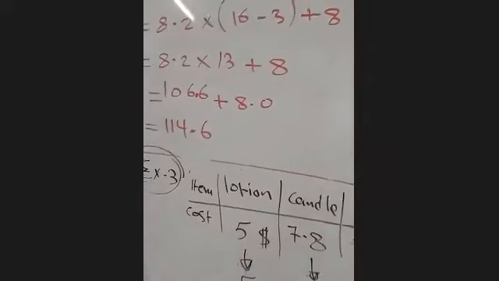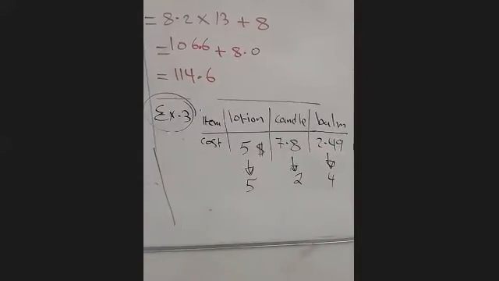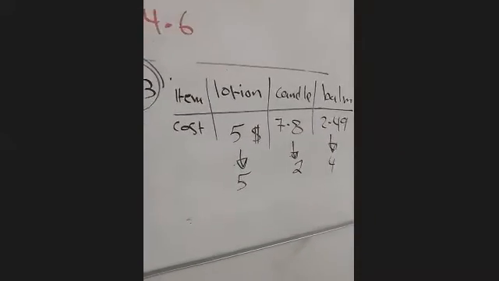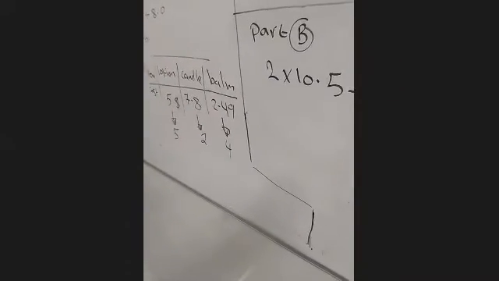Copy the check, guys. Now, if you copied the check, go to example 3. We have a girl, she wants to buy lotion, candle, and bulb. Let's see what she would do.